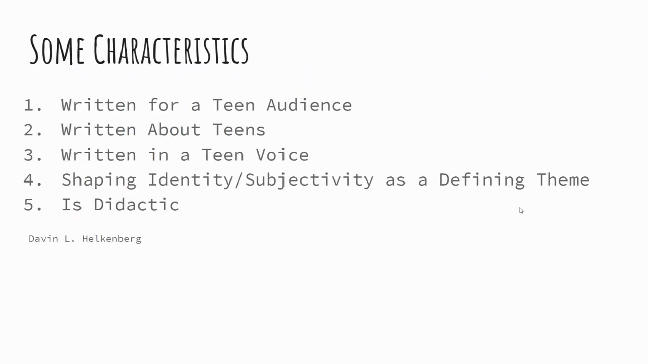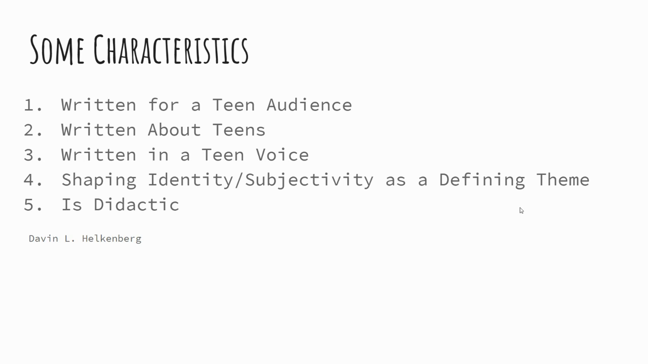First of all, it's written for a teen audience and it is written about teens. More importantly, it's written in a teen voice. One of my favorite novels is Ordinary Grace. It is written about teens. I think it's accessible to a teen audience, but it is not written in a teen voice. It is written by an older man looking back at his life as a teenager during an important, turbulent summer in his life.